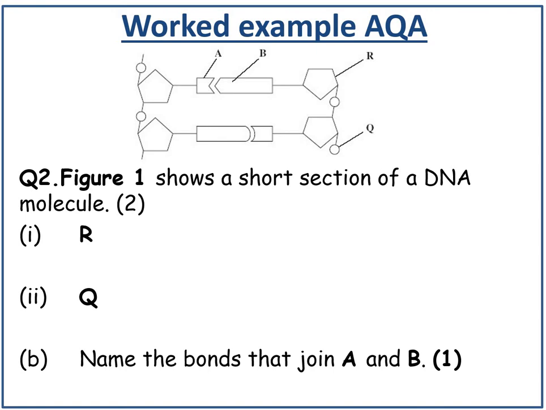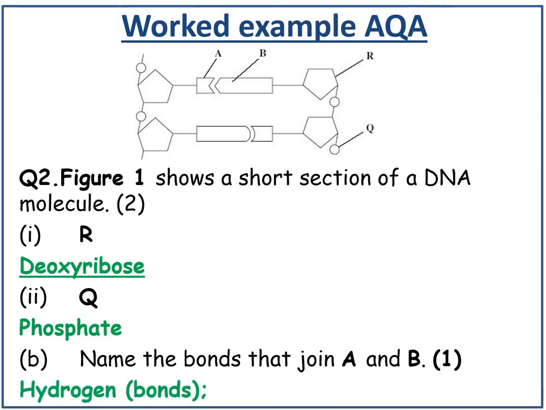Okay, next one. Figure 1 shows a short section of a DNA molecule. So what is R? Well, R is a deoxyribose sugar, and we know this because it says it's a DNA molecule. And Q is the phosphate group. Name the bond that holds A and B together. Well, A and B are bases, so it must be hydrogen bonds.